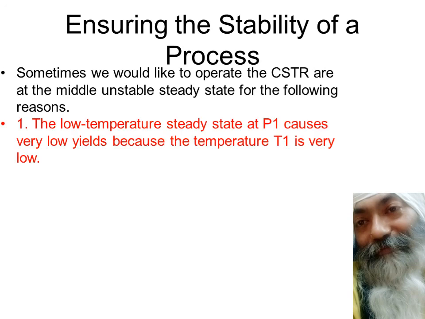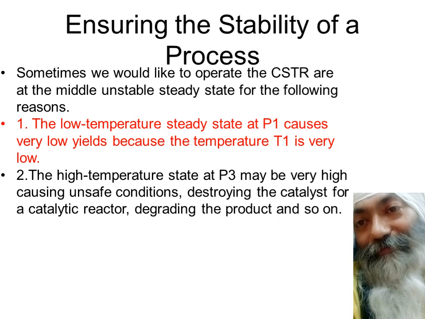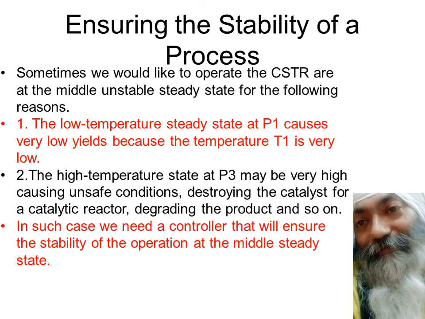Because if you operate at P1, the temperature is low and the yields are low. If you operate at P3, the temperature is high, and therefore it can damage the product, or it can damage the catalyst. So in such a case, we need a controller that will ensure the stability of the operation at the middle steady state point, and the middle steady state point we know is inherently unstable.